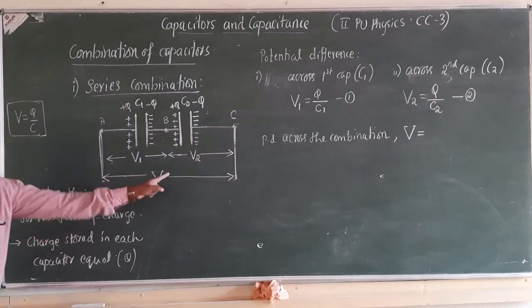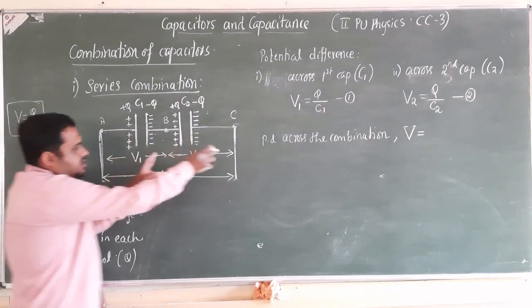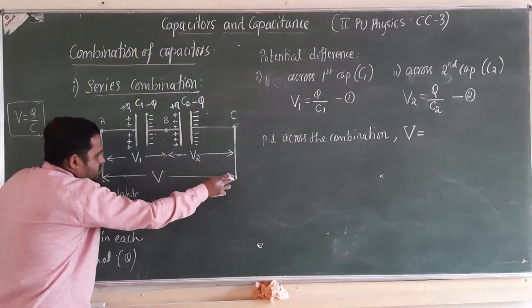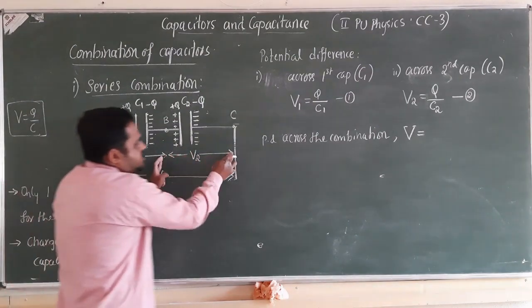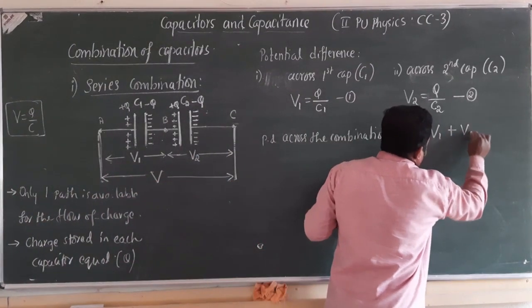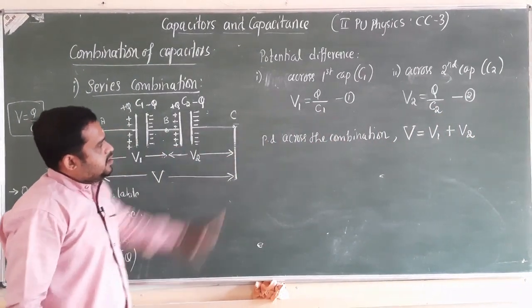Now, what is that V? Here to here the potential difference is V1. Here to here the potential difference is V2. Therefore, this V can be written as V1 plus V2. So, the potential difference is equal to V1 plus V2. I think it is clear.